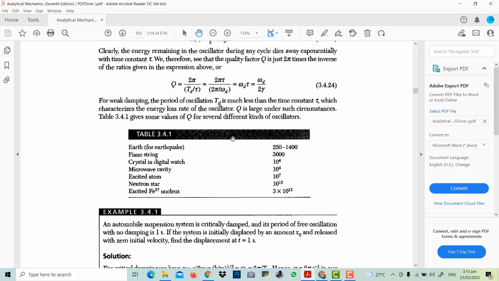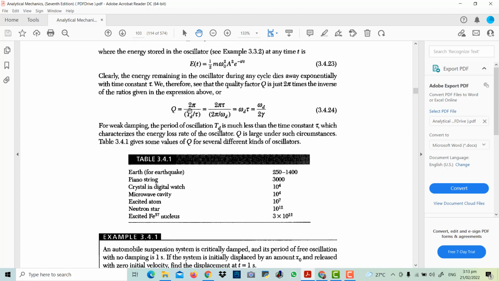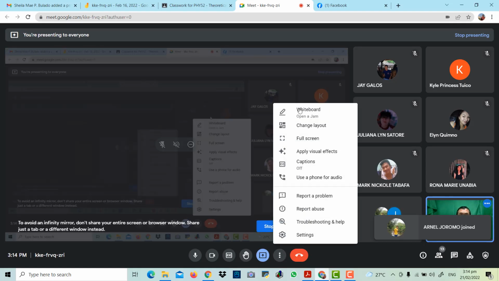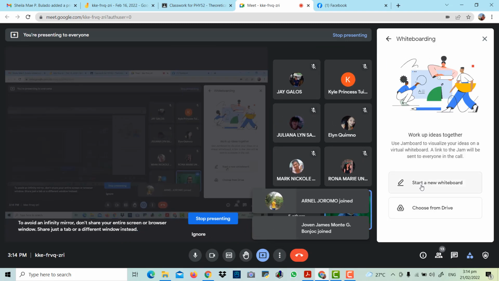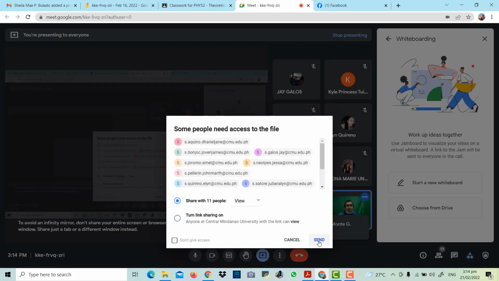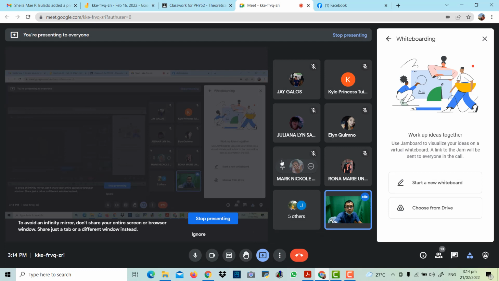Okay? So, recall, take note that there is this so-called quality factor Q, which is just equal to the angular frequency with damping omega d over 2 gamma. Okay? So, this is our topic last time. So, we have this quality factor equal to omega d over 2 gamma. So, we derived this one last time, the quality factor Q.